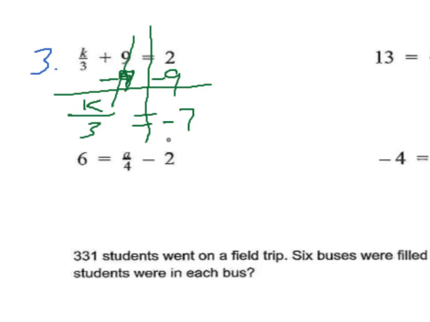So k over 3 equals negative 7. K over 3 means division. I know that fraction line there means division. So I have to do the opposite of division to get that k by itself. So I'm going to multiply by 3. That makes that cancel out, and then I'm going to multiply this by 3. So once this cancels out, I get just k equals negative 7 times 3, which is negative 21. And that's my answer. So we'll do one more here with the negatives on number 4.